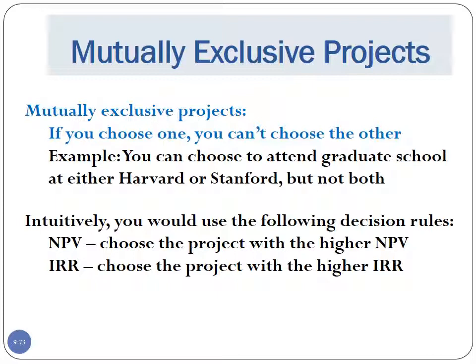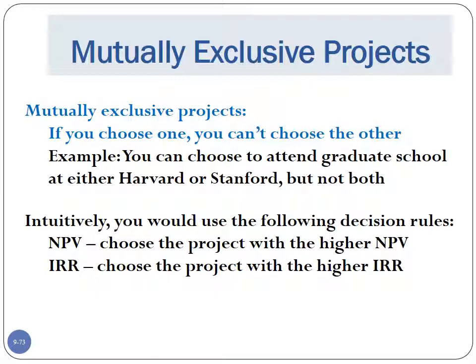Mutually exclusive projects are very common. In a mutually exclusive project situation, if you choose one, you can't choose the other, and vice versa. So, for example, you can choose to attend graduate school at either Harvard or Stanford, but not both.